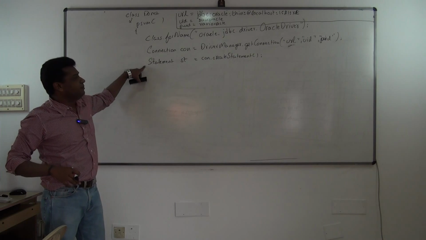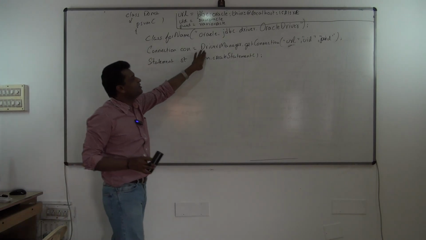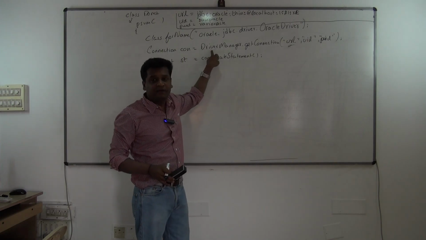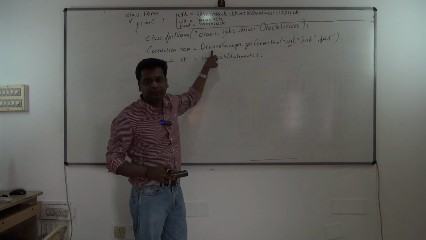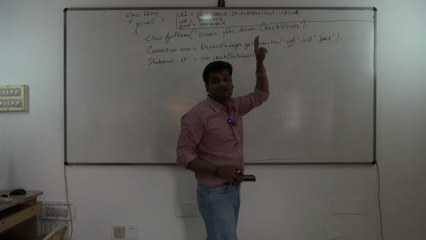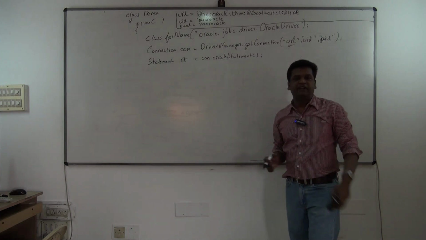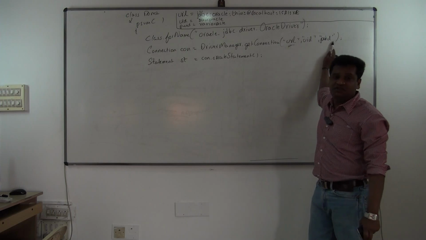So Connection and Statement are interfaces. Clearly understand the Java side. Again, DriverManager is a class. Don't worry technically about what is happening here. DriverManager is a class, getConnection is a static method present in the DriverManager class, and these are three string arguments.